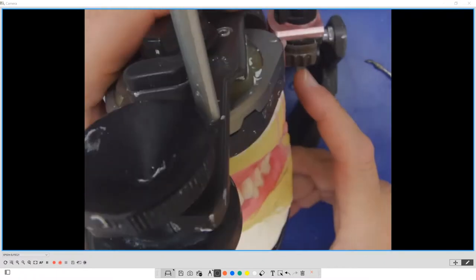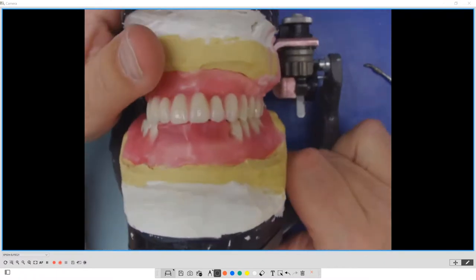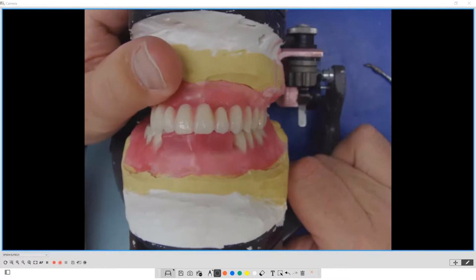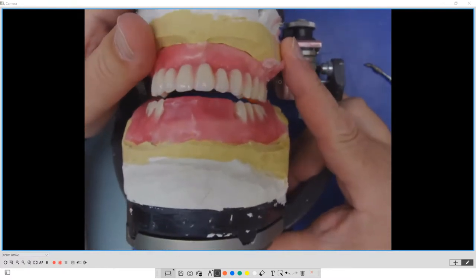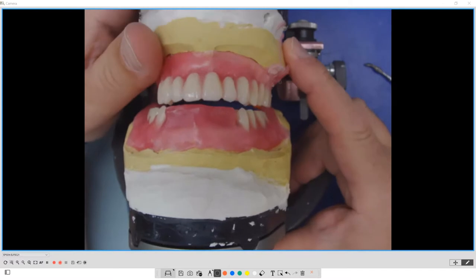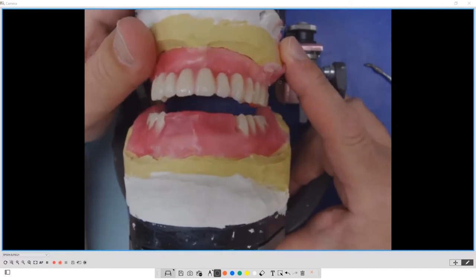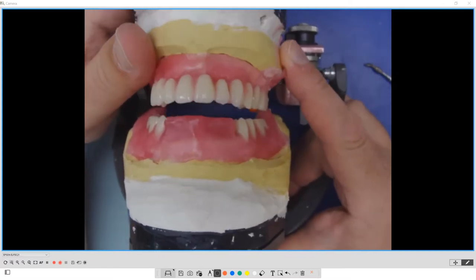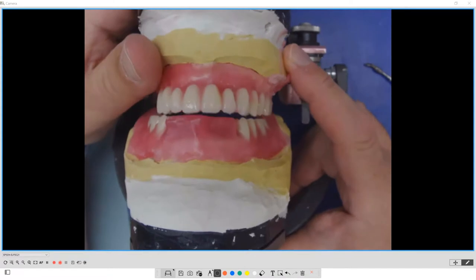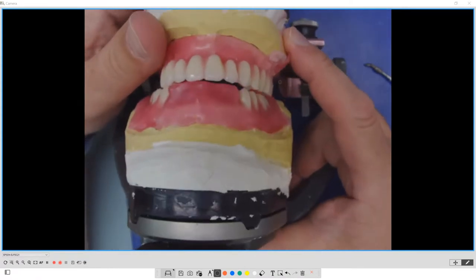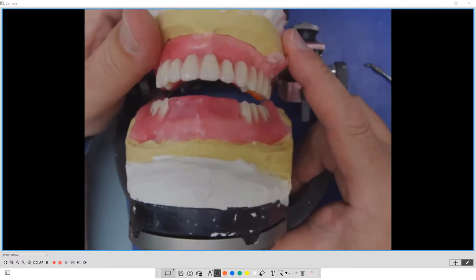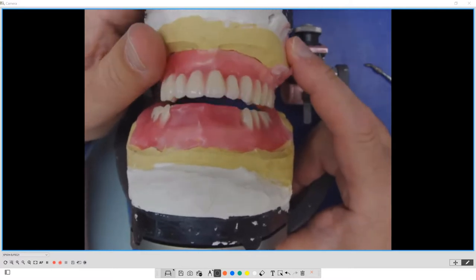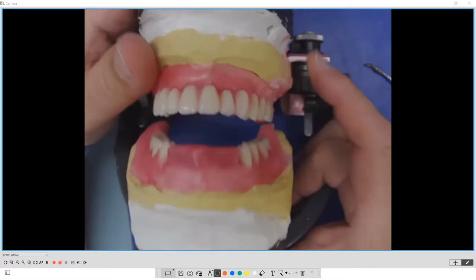And now I can go in and I can check centric, sure. But now I'm going to go through a chew cycle. And you'll get to learn and challenge yourself and learn how to move an articulator, and you start doing a chew cycle. And now, do they have more of a horizontal or is it more vertical?